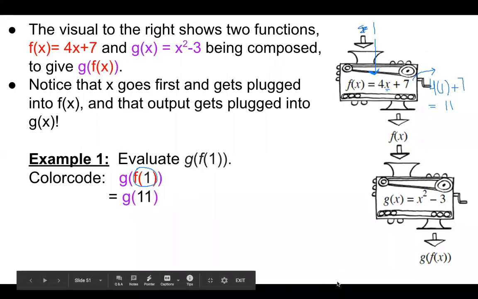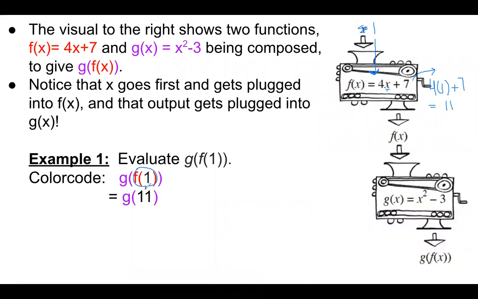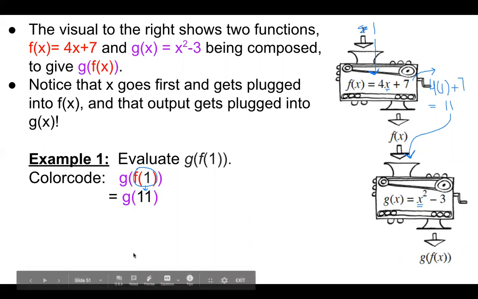Then our next thing would be this. Notice how I rewrote this expression. Instead of f of 1, I now rewrote that as g of 11. Because now that I got 11, my next step is to drop it into the function machine, and I'm going to plug in 11 for x. So that's my next step. When you plug in 11 for x into g, into this last function, what do I get as my final output? What is g of 11?